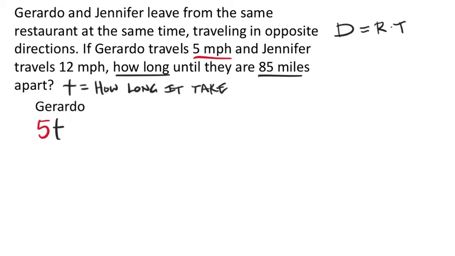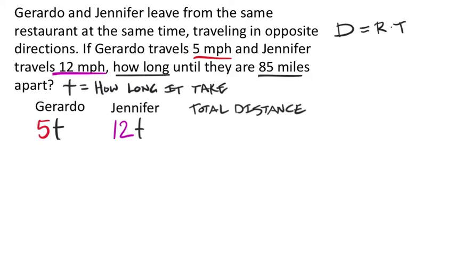Okay, so that's Gerardo, that's his distance. Then we also have Jennifer, right? So I'm gonna take Jennifer down here. We'll do Jennifer's in purple. So Jennifer, it says she is going 12 miles per hour, so she can go 12 miles per hour, but we don't know how long she's gonna be doing that for. So I'm gonna multiply the 12 by the t, okay? Now, these two distances should give us the total distance, which we know is 85 miles.